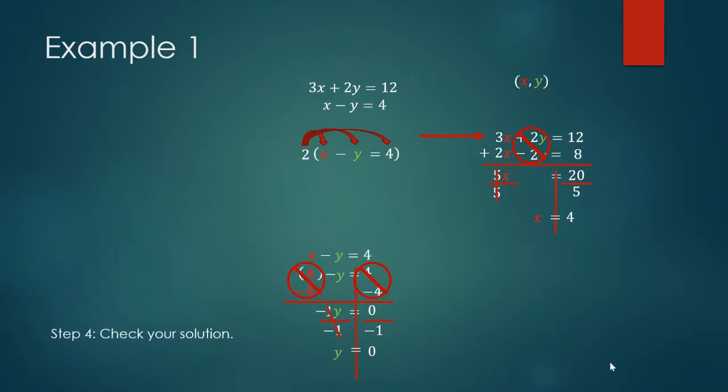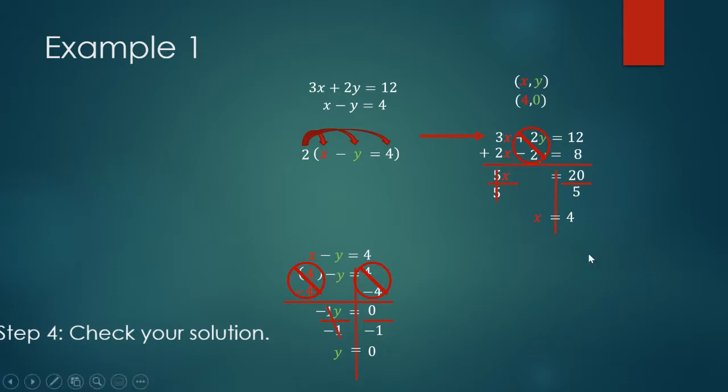Step number 4, check your solution. What I'm going to do now is substitute my solution into both equations and make sure they both come out true. And I know my solution is 4 comma 0 because it tells me x is equal to 4 and y is equal to 0. So I'm going to use parentheses on my known variables, which should be x and y. So my first equation is 3 parentheses plus 2 parentheses equals 12. Inside the first parentheses, I'm going to plug in a 4 because x goes there. Inside the second parentheses, I'm going to plug in a 0 because I know that's y.